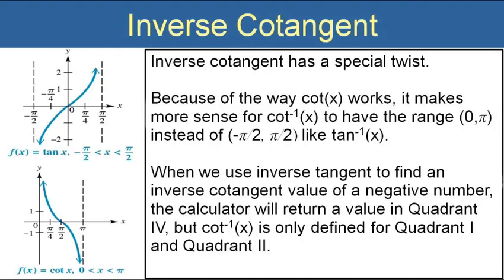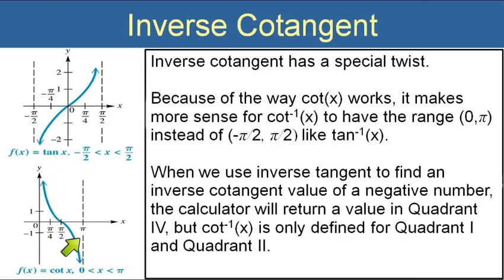So basically what this means is that inverse cotangent does not go in quadrant 1 and quadrant 4 like inverse tangent does. Inverse cotangent has to go in quadrant 1 or quadrant 2. Now, if you use inverse tangent to find an inverse cotangent value of a negative number, because you're pushing inverse tangent, the calculator is going to give you an answer that's either in quadrant 4 or quadrant 1. But if it was a negative cotangent, it's going to tell you something in quadrant 4, but you need it to be in quadrant 2.